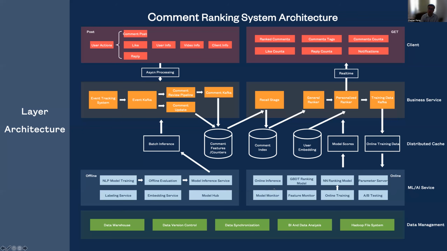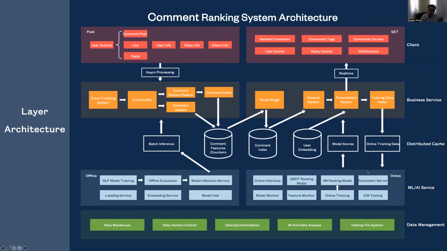So it includes online inference, GBDT ranking model, neural network ranking model, parameter server, model monitor, feature monitor, online training, and A/B testing. So those are accomplished in the AI service layer.